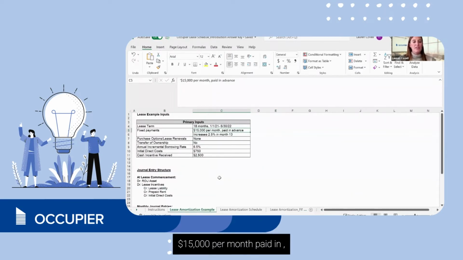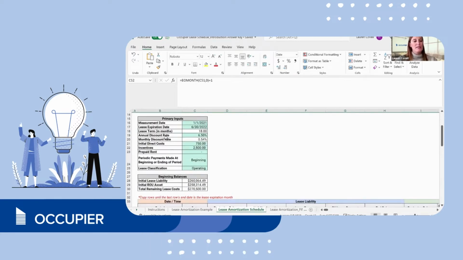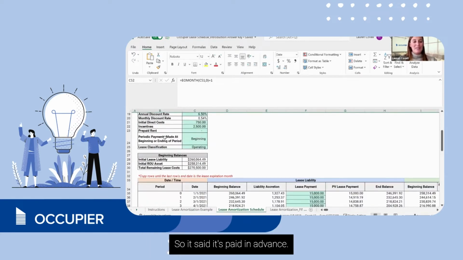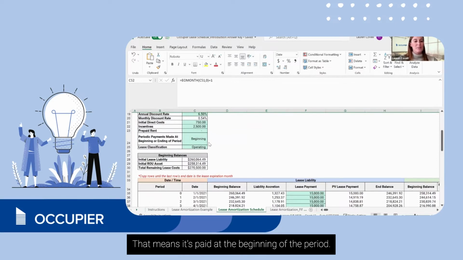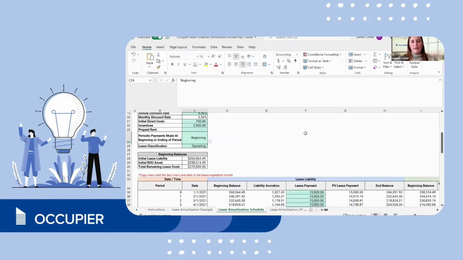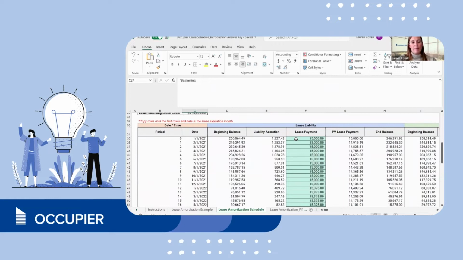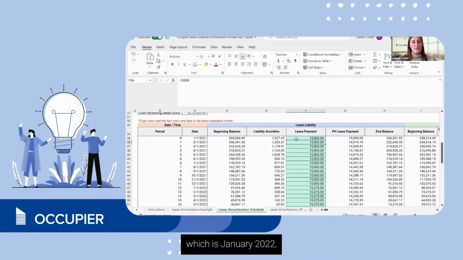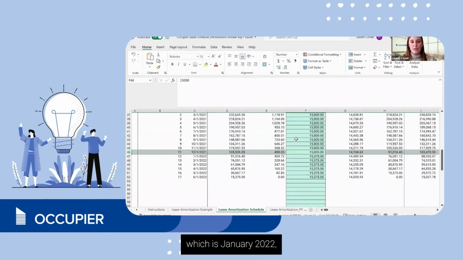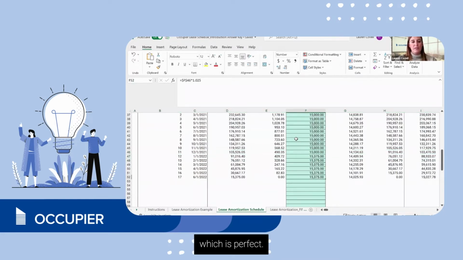Fixed payments, $15,000 per month, paid in advance, increases 2.5% in month 13. It's a lot to remember, but let's go through it. So it said it's paid in advance. That means it's paid at the beginning of the period. So I make that adjustment here. Also said payments were $15,000, perfect. And then month 13, which is January of 2022, it increases 2.5%, which is perfect.